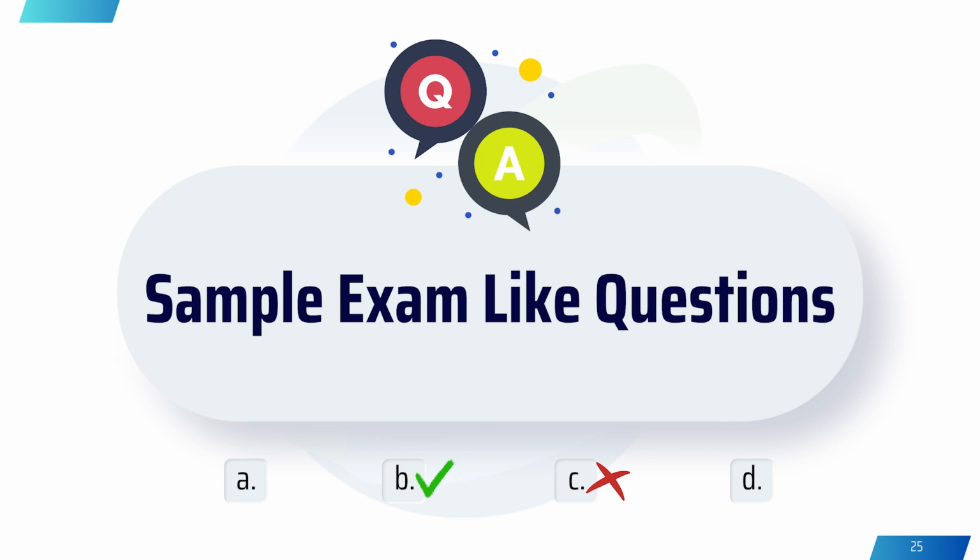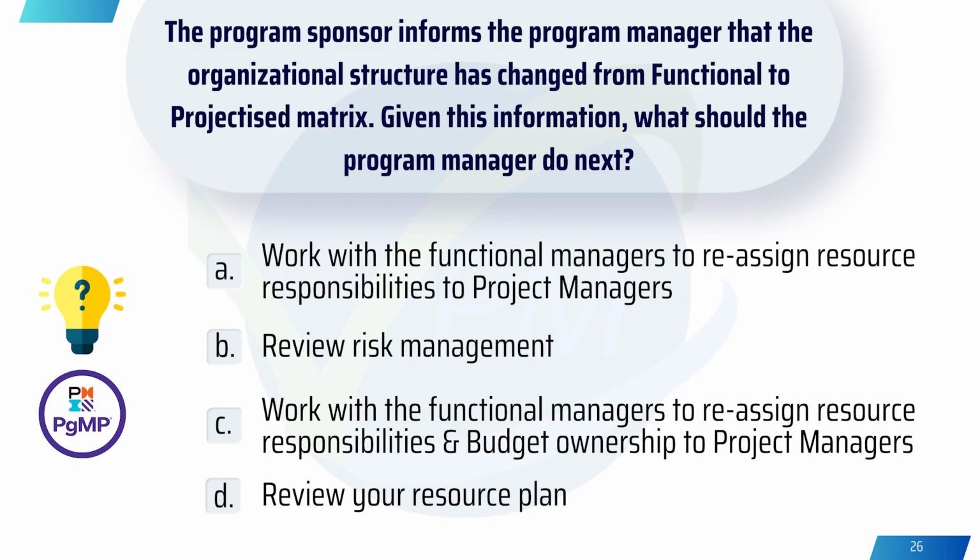All right, let's find out if you're going to be one of them. I have a few questions for you, PgMP and PfMP, and let's go through them. I will read the question. My first question is: the program sponsor informed the program manager that the organization structure has changed from functional to a projectized matrix. Given this information, what should the program manager do next? A, work with function managers to reassign resource responsibility to the project managers; B, review risk management; C, work with the function managers to reassign resource responsibilities and budget ownership to the project managers; and the fourth option is D, review the resource plan.